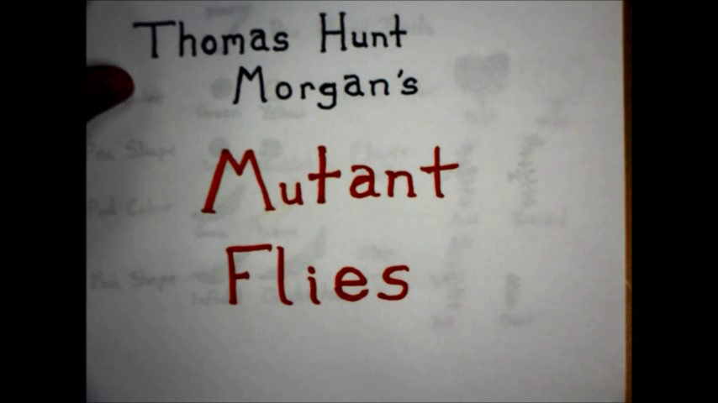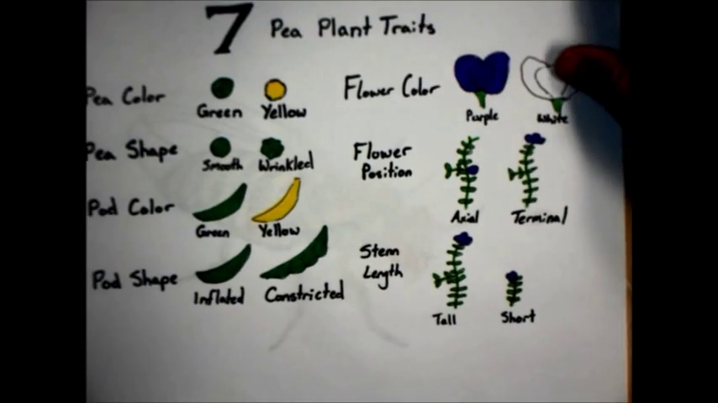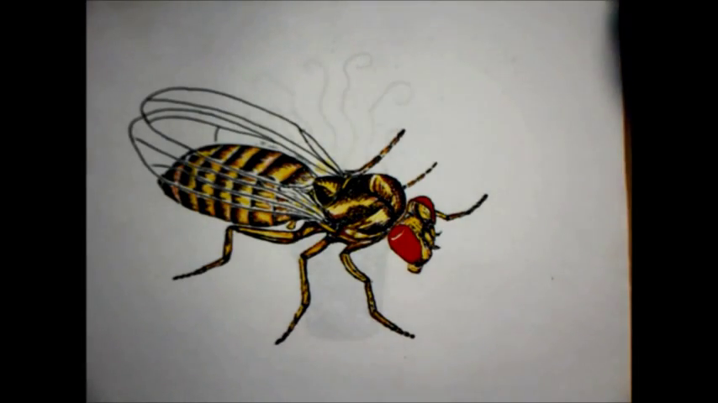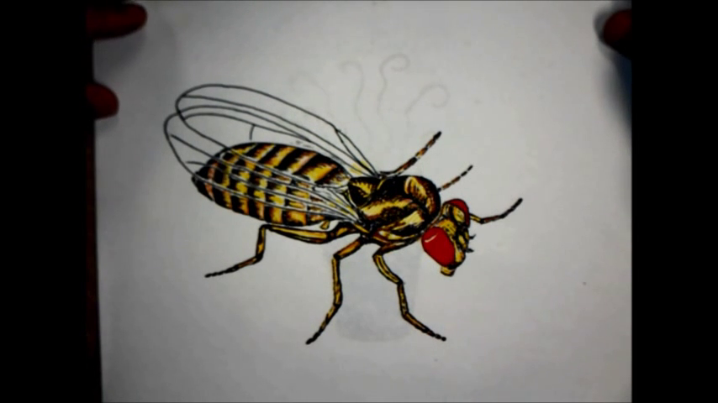For one, it takes a garden to grow them. And Thomas Hunt Morgan was doing his studies in New York City. He didn't have a garden. Now, Mendel wanted to use peas because he also had to feed all of his fellow monks. So, no peas for this guy. Instead, he uses the fruit fly, Drosophila melanogaster.